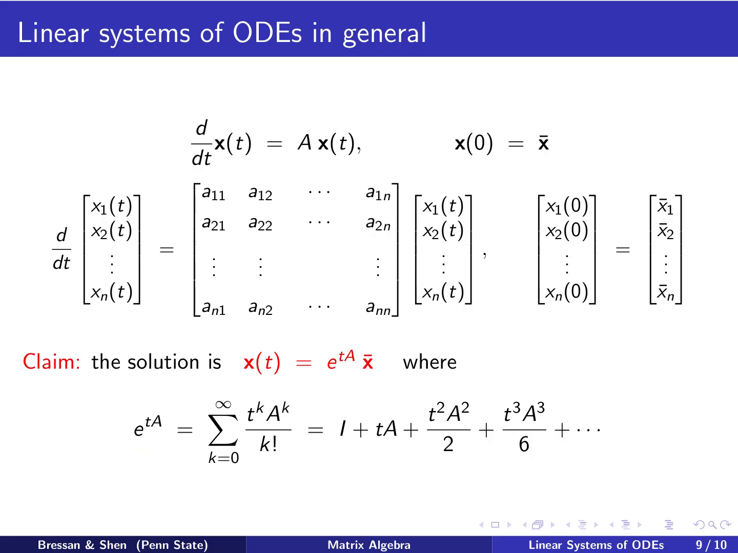Well, we can use the Taylor series of that and expand it. So this will be a summation k from 0 to infinity of this term here, t to the k, A to the k over k factorial. And if you write out the first few terms, then for k equals 0, you get the identity, k equals 1, you get t times A, and k equals 2, you get t squared A squared over 2 factorial, which is 2, and k equals 3 will be t cubed A cubed over 3 factorial, which is 6, and so on and so forth.